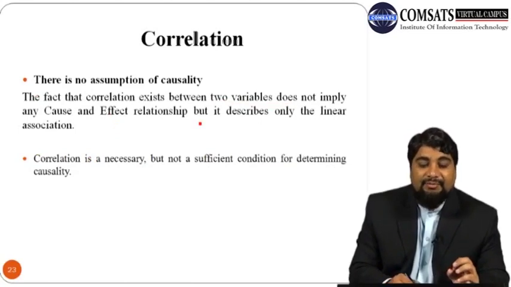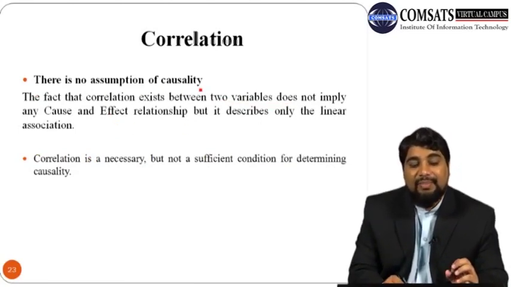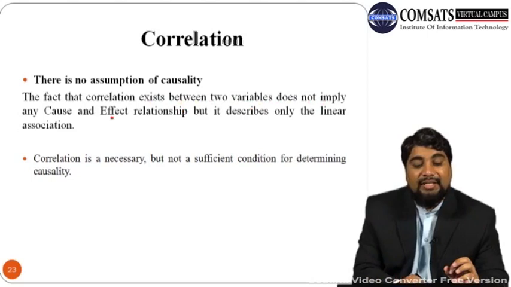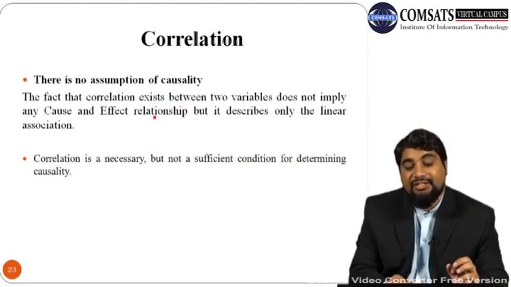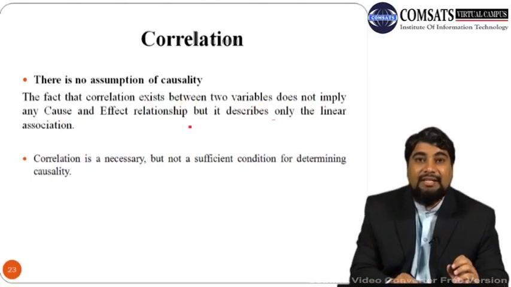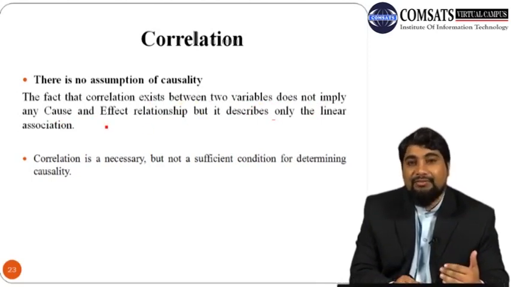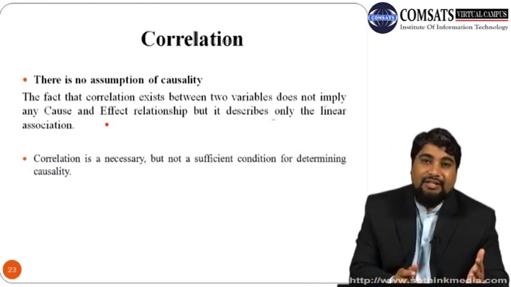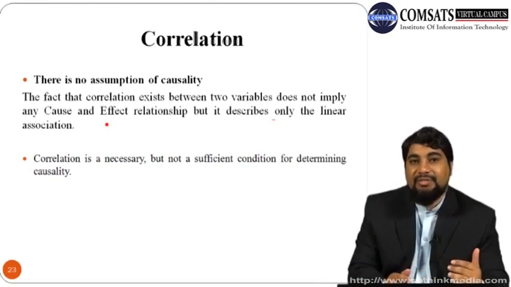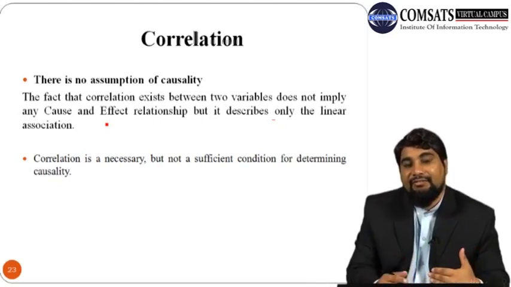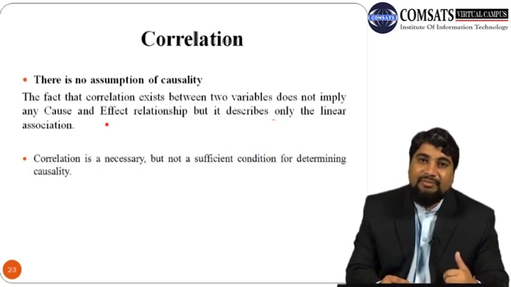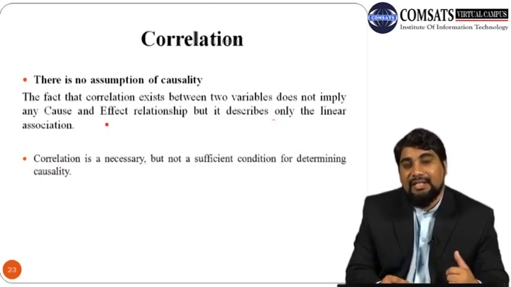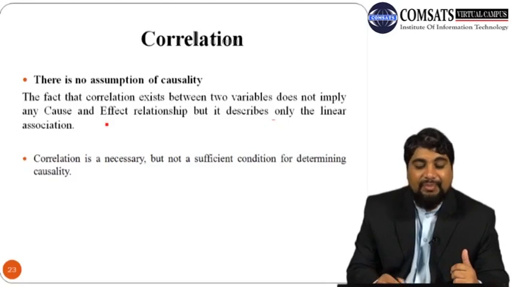Okay, one more important concept, that there is no assumption of causality. The fact that correlation exists between two variables does not imply any cause and effect relationship, but it describes only the linear association. So if correlation between two variables is found, it does not mean that one variable actually affects the other variable, or that the other variable is affected by or caused by this variable. It only describes linear association between the two variables.